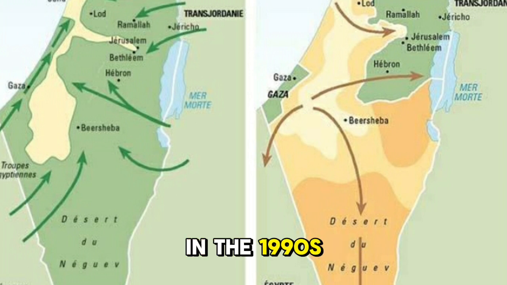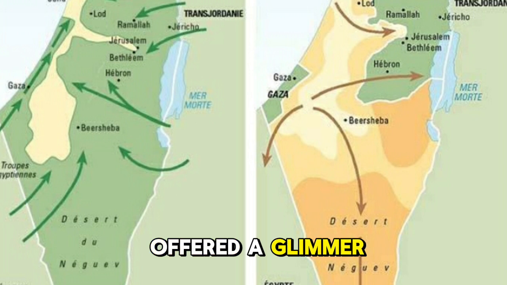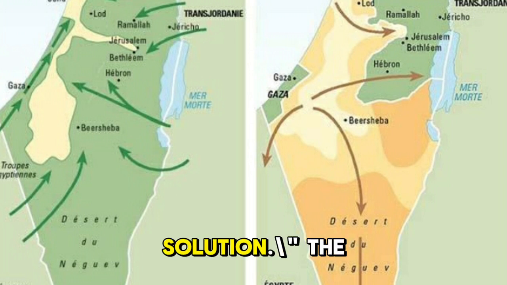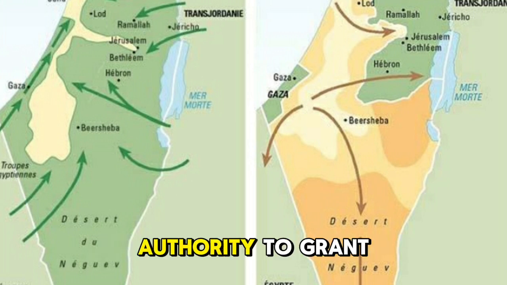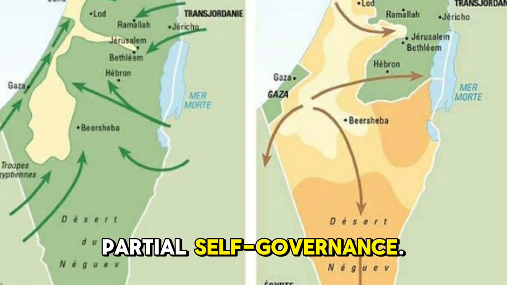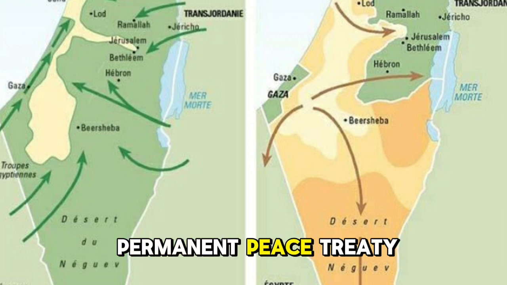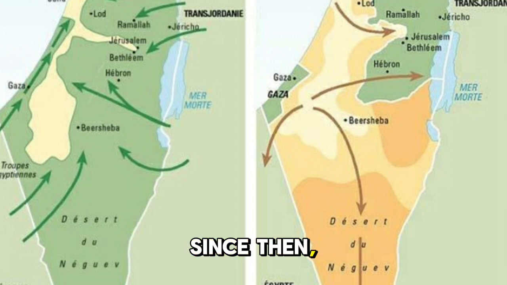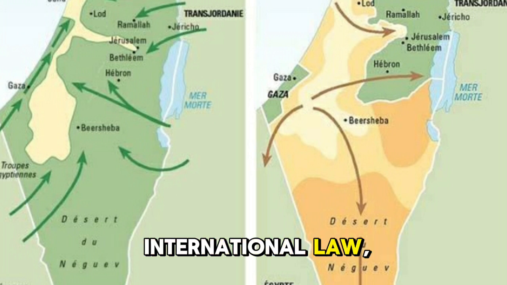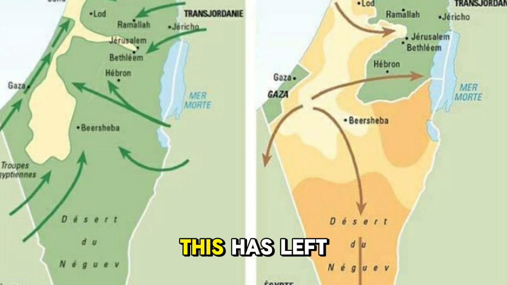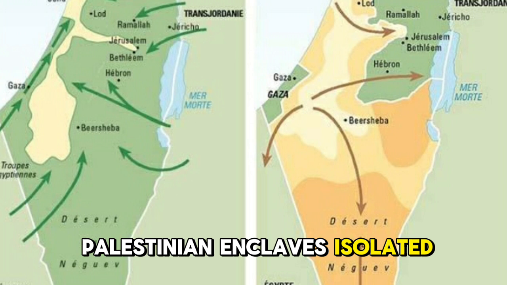In the 1990s, the Oslo Accords offered a glimmer of hope for a two-state solution. The Accords divided the West Bank into Areas A, B, and C, establishing the Palestinian Authority to grant Palestinians partial self-governance. However, a permanent peace treaty was never reached. Since then, the map has become highly fragmented. In the West Bank, Israel has steadily built settlements, communities for Israeli citizens that are considered illegal under international law, though Israel disputes this. This has left Palestinian enclaves isolated from one another.